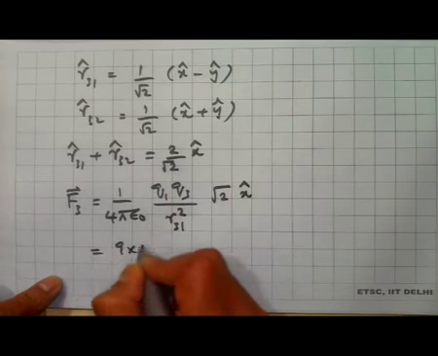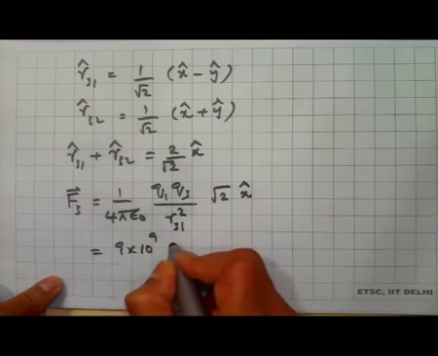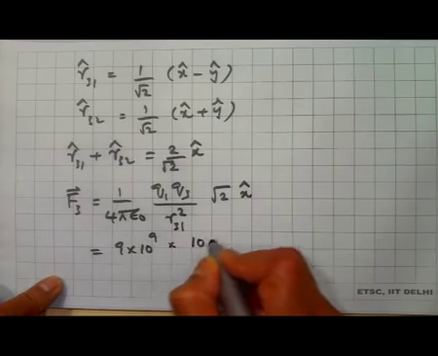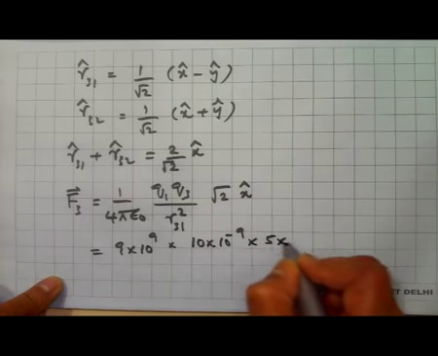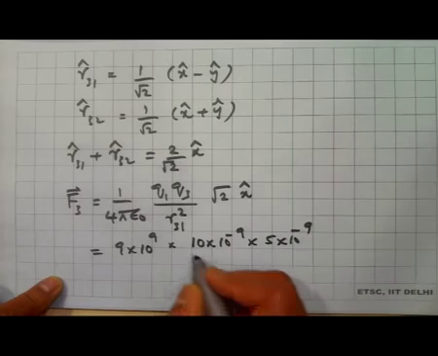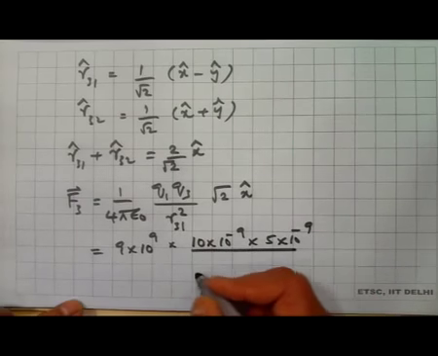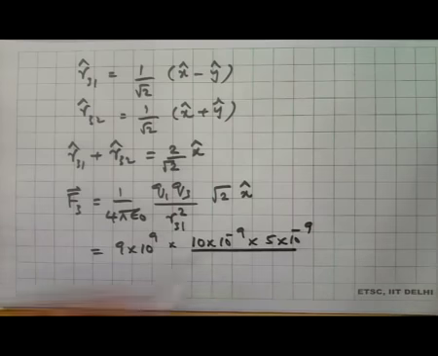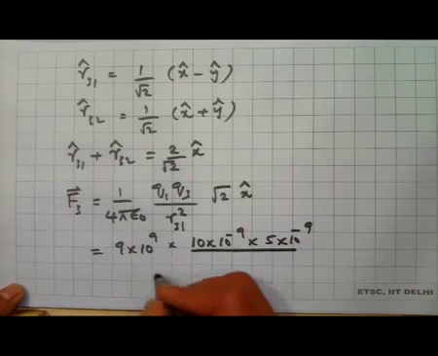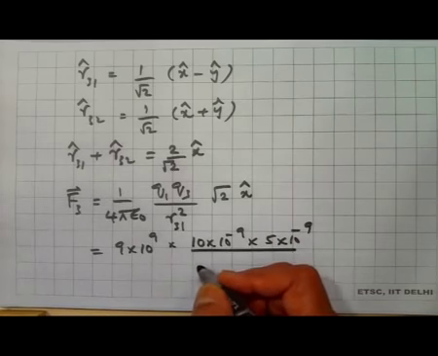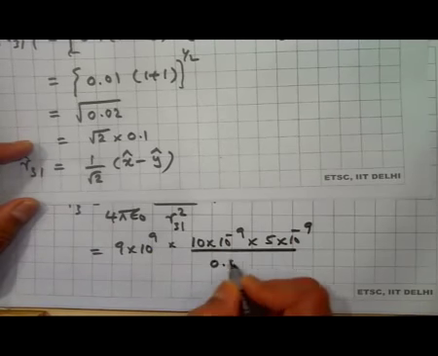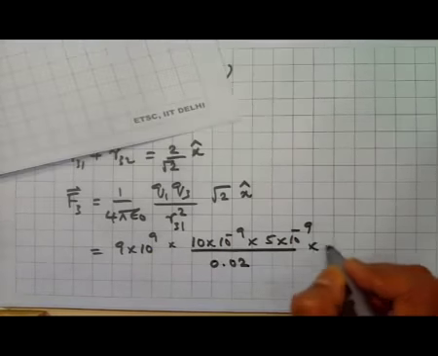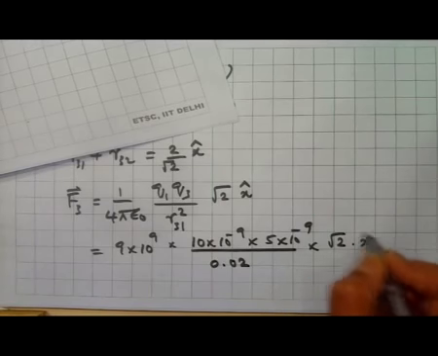Let me substitute this. So, 9 into 10 to the power 9 into 10 nanocoulomb into 5 nanocoulomb divided by R 31 magnitude square. R 31 magnitude was 0.1 times square root of 2. So, that is 2 into 0.02, into square root of 2 x cap.